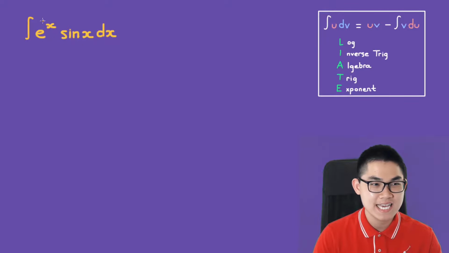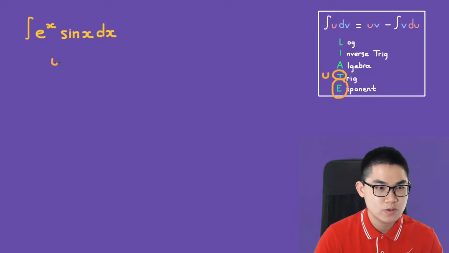Next, the integral of e to the power of x sine of x dx. So here we see e to the power of x. So we see an exponential. And then we also have sine of x, and sine of x is trigonometry. The circle at the very top, this one, is always a u. So we know that u is equal to sine of x.